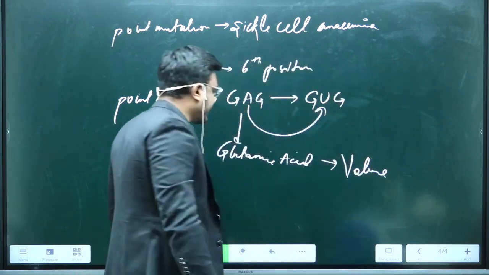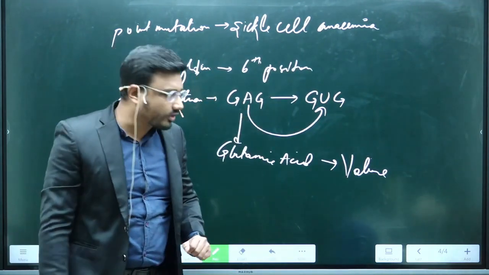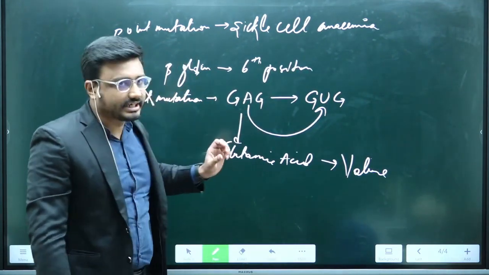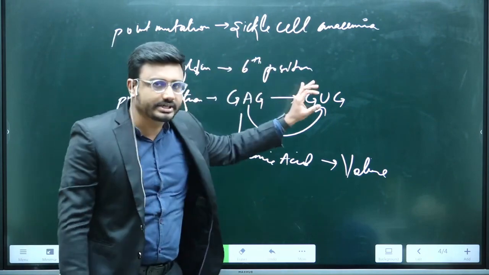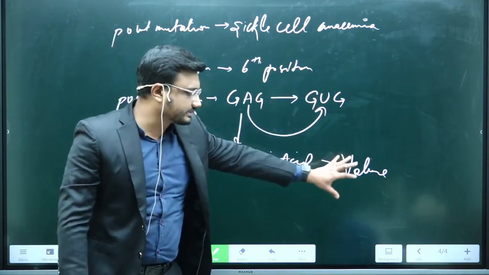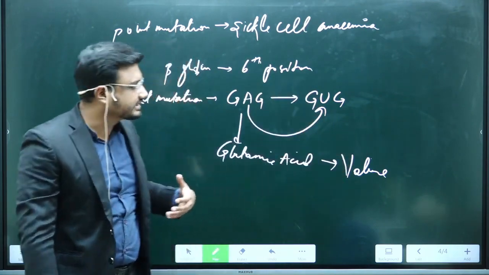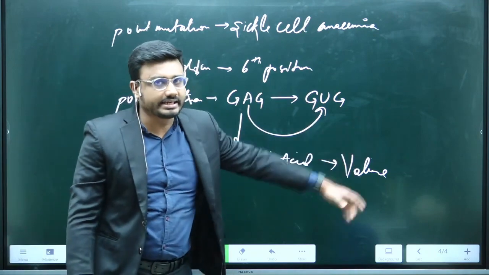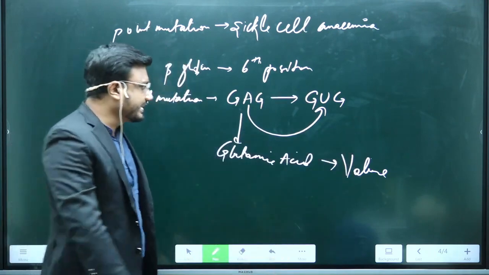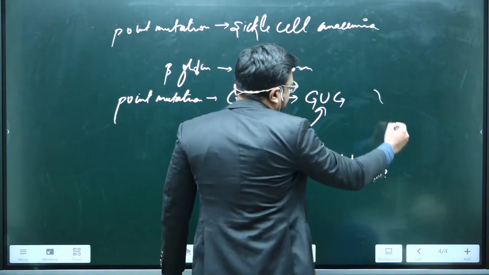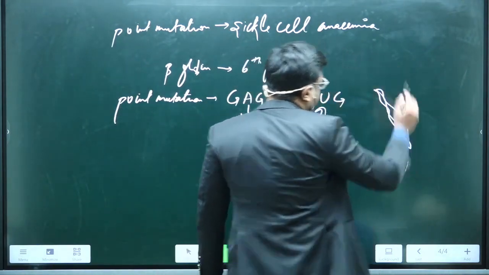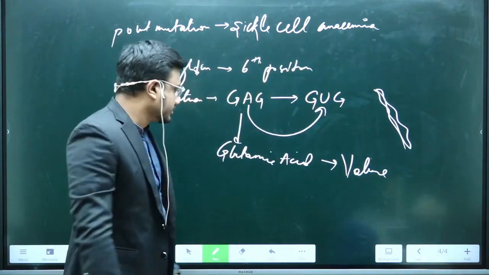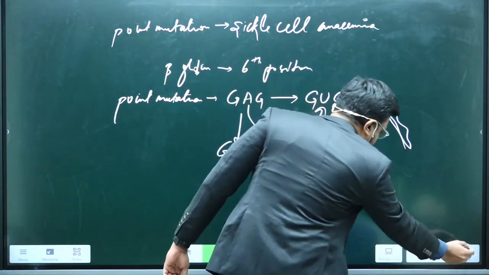So in the normal case, the glutamic acid needed to be formed, but because of the point mutation that is happening, the adenine is getting converted to uracil, and in the patients that are having the sickle cell anemia, the valine is getting produced. So it leads to these sickle cell like RBCs, that is the sickle cell anemia. So now let us go back to the presentation.